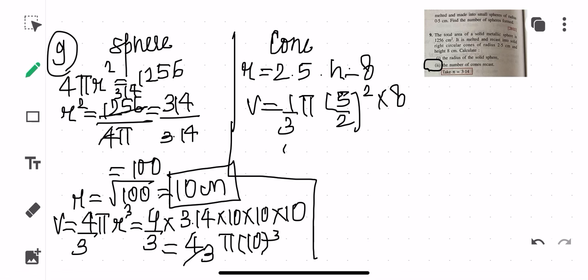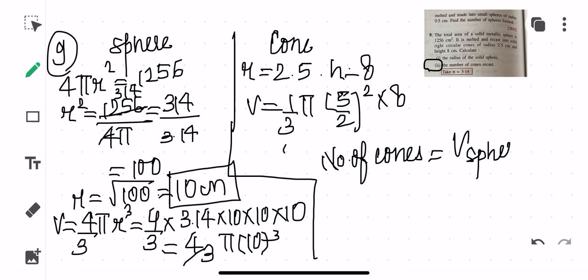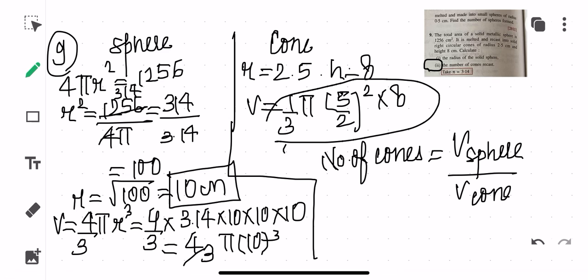It will be equal to 1 by 3 into pi r square, means it will be 5 upon 2 square into 8. So number of cones will be equal to, the formula I am writing, and then you can calculate, is equal to volume of sphere divided by volume of cone. Okay, so second sub question is going to be a homework. What was the volume of sphere? You have calculated as 4 upon 3 pi 10 cube, and this is the volume of cone. So you will be dividing this, and then you can easily get the answer. Alright, so second sub question is going to be a homework.